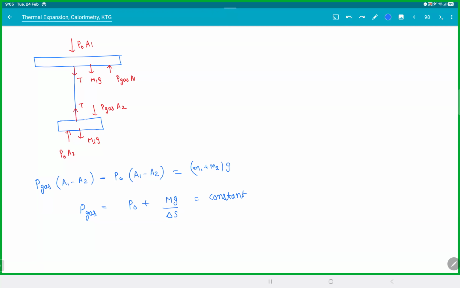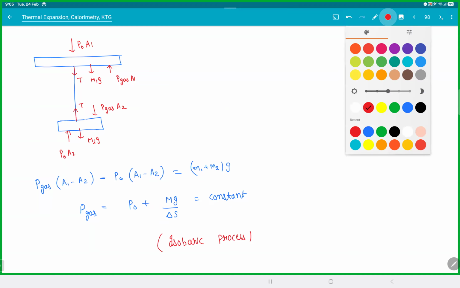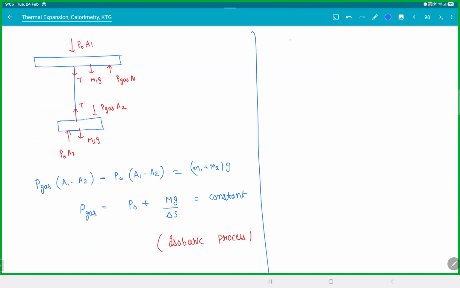Got something? No. Okay. So what kind of process is this? No matter what you do, the pressure will never change. This is an isobaric process. So that is the first thing when you draw an FBD, you will realize no matter how much the piston moves, the pressure of the gas will never change. Is that clear, everyone?